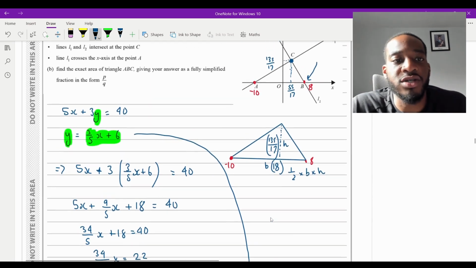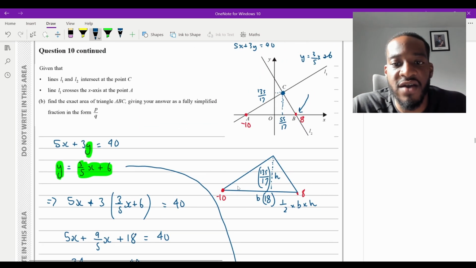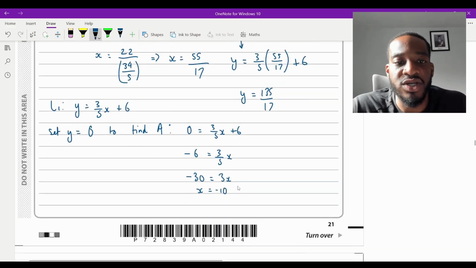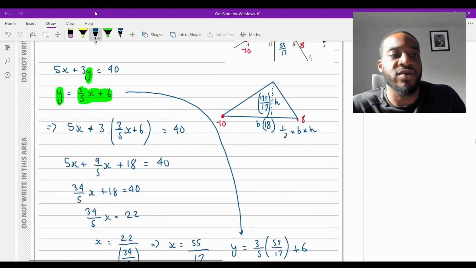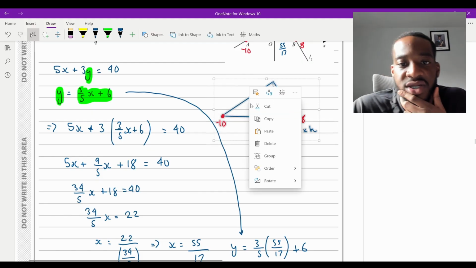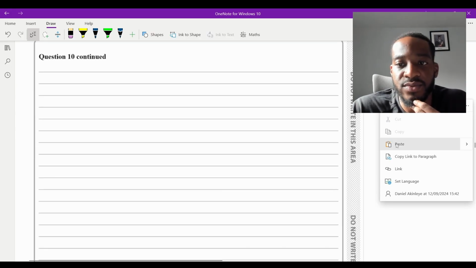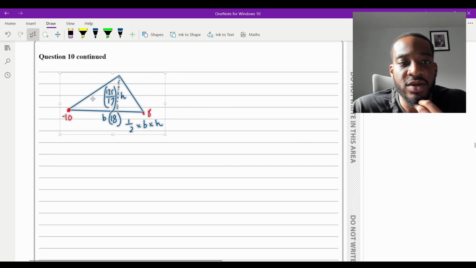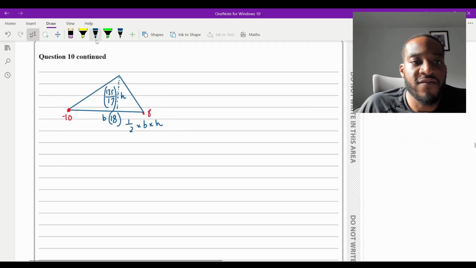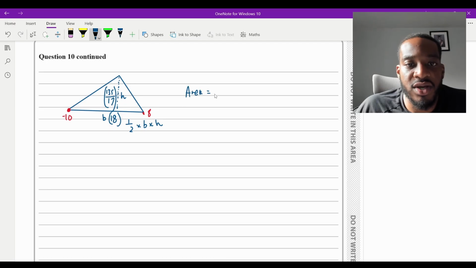Now, the question was to figure out what the area of the triangle is. The area is just going to be half times base times height. I'll bring this here just so it's all in a nice order. So I'm going to copy this and bring it here and finish it off. Okay, so the area for the triangle ABC is going to equal 1/2 times the base, which is 18, times the height, which is 135 over 17.